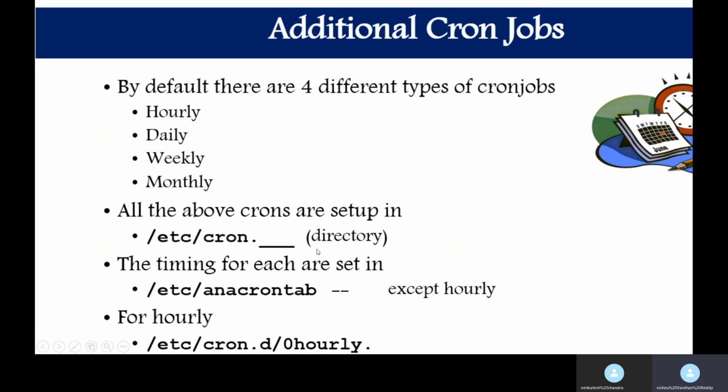The timing for each is set in the crontab. Except for hourly, daily, weekly and monthly, these 3 are under /etc and the crontab. In this folder, we'll get these directories. This is the file for hourly tasks, /etc/cron.d and then hourly. So we'll see how a cron job is scheduled and what these fields are. First, we can see what these fields do.